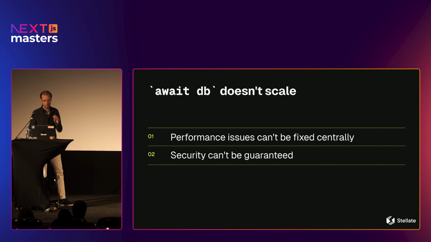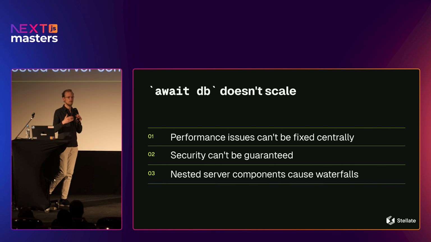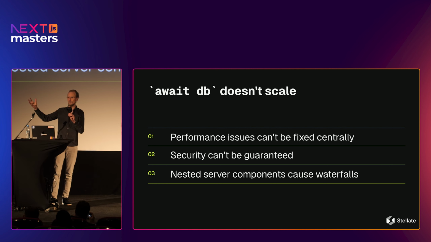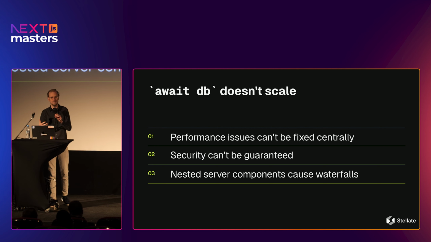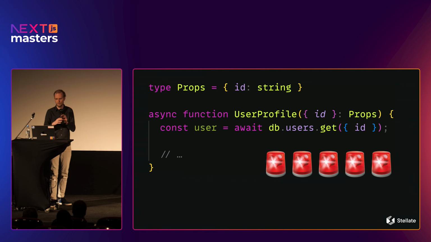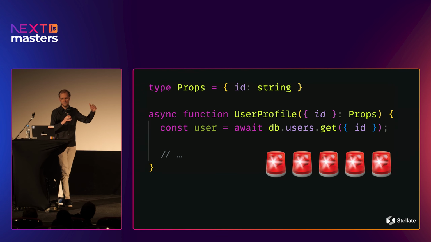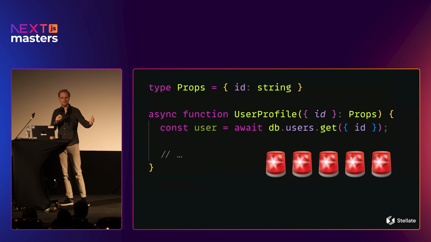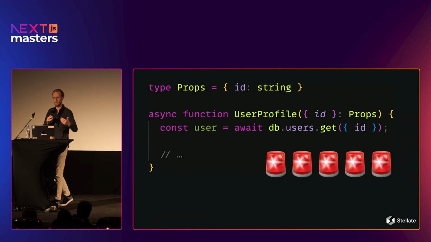And then the third is that nested server components can cause waterfalls, because if you have await DB queries in all of your server components, then if the outer server component first awaits DB and then the inner server component awaits DB, the second can only run after the first has completed. And what I mean by that is, for example, imagine a user profile component that, instead of getting a user, does an await db.users.get(id) and then renders the user data from that server component.